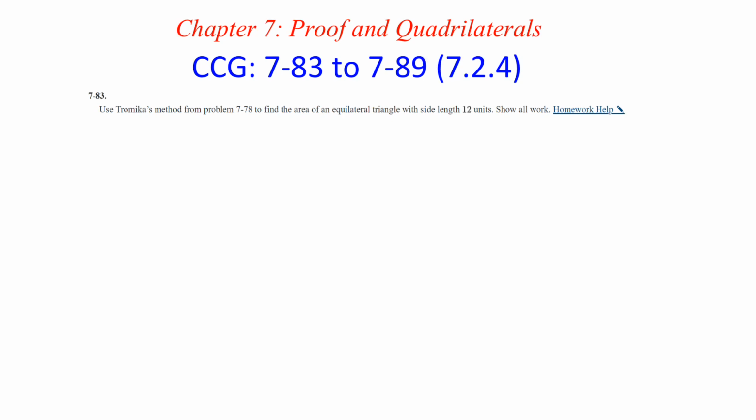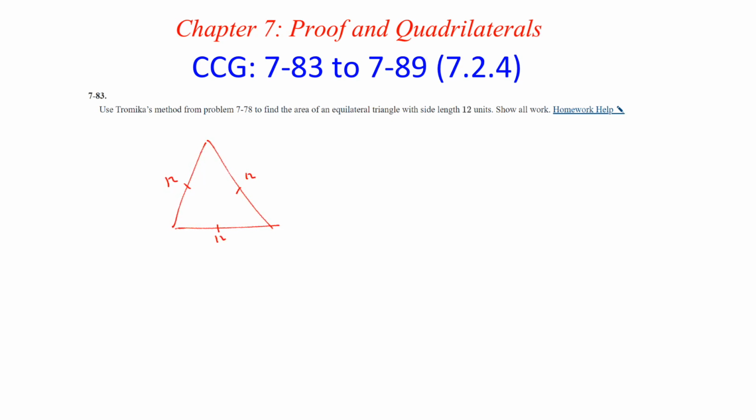Question 83. Use Tramika's method from problem 7-78 to find the area of an equilateral triangle with side length of 12 units. Show all of your work. So let's go through. We'll set up our equilateral triangle. They all have 12 units.